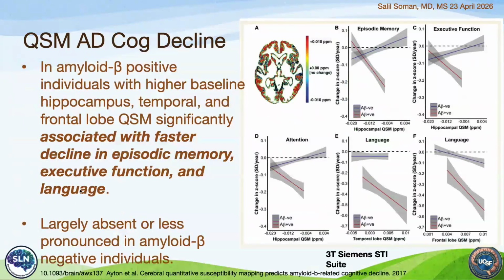And then here's another study saying, okay, if you have amyloid beta positive people and they have higher levels of QSM, the susceptibility in the hippocampus, temporal, and frontal lobes, then again, they had greater decline in episodic memory, right, compared to those who did not.